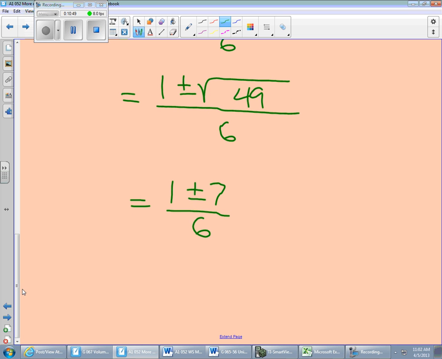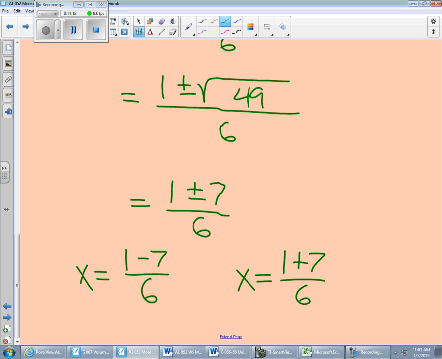Now we're down to the point where we would either turn to the calculator, which I would probably argue in this case you don't even need. The calculator would probably be more of an issue if the radical wouldn't go away. But here we have a situation. We've got x equals 1 minus 7 over 6, and x also equals 1 plus 7 over 6.